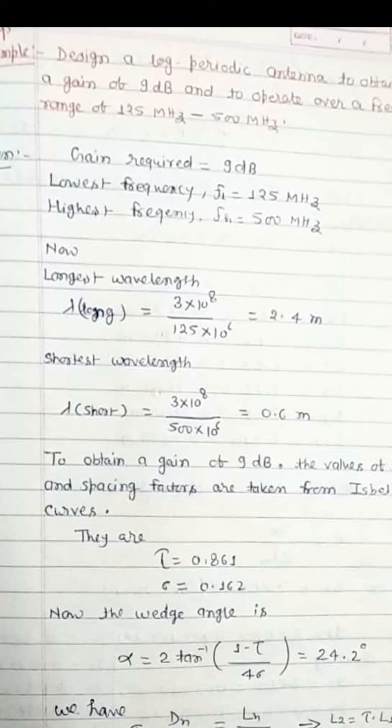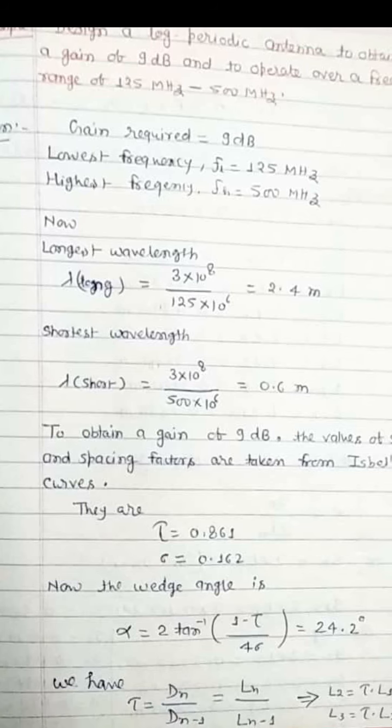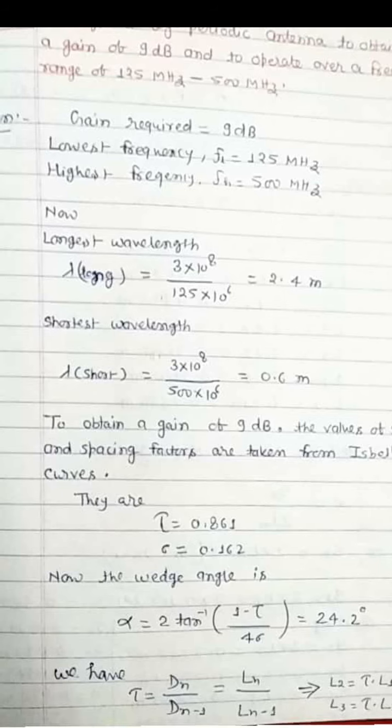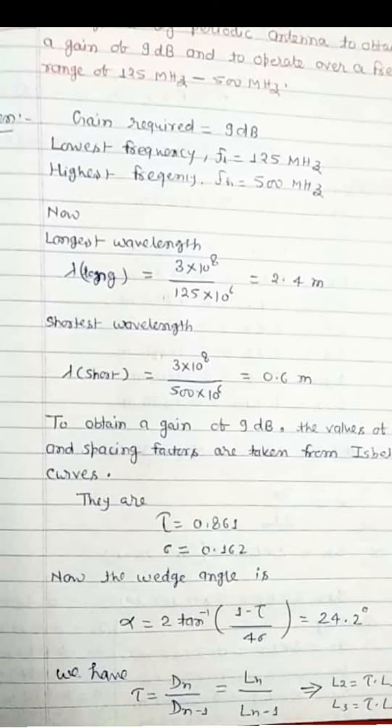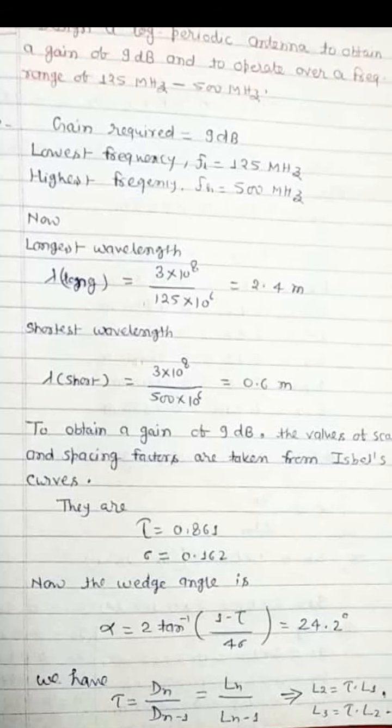So the longest wavelength by using the lowest frequency: 3 into 10 to the power 8, which is the speed of light, or you can say the propagation of electromagnetic wave in free space, by 125 into 10 to the power 6. So we have 2.4 meter. Now the shortest wavelength can be found by the highest frequency. So lambda short equal to 3 into 10 to the power 8 by 500 into 10 to the power 6. So that is 0.6 meter.